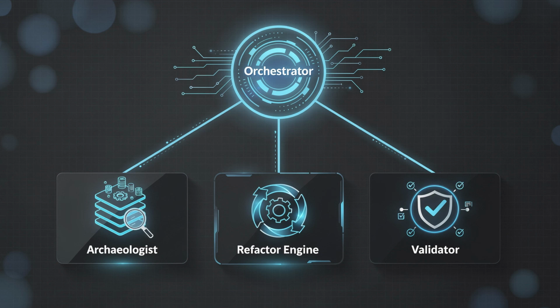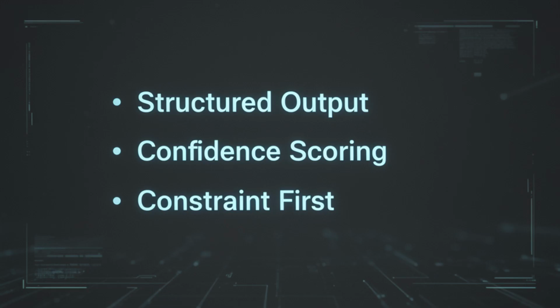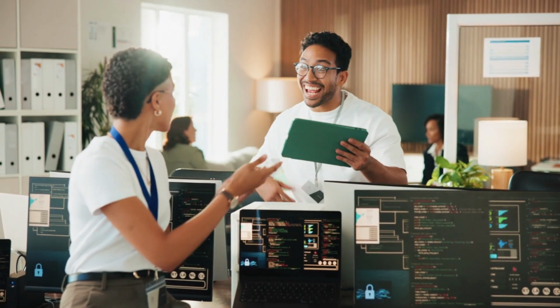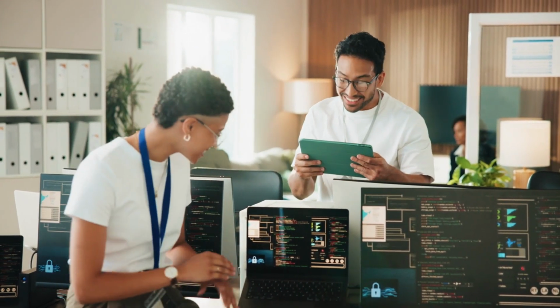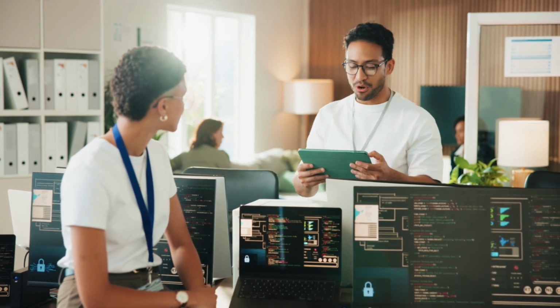Audit, refactor, validate. 3 principles made this work: structured JSON output for a stable pipeline, confidence scoring for risk tolerance, and constraint before creativity, giving the model a strategy before it generates code. The real win isn't just the 89% reduction in XPath, it's that the suite is now trusted. And by running the Archaeologist weekly, we prevent debt from ever accumulating again.